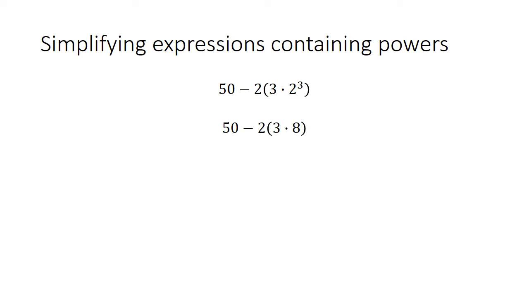So we're going to write the whole thing over again. So we've got our 50, we've got our minus 2, we've got our times 3. Now we have simplified to an 8. So now we're going to simplify inside this parentheses here. So we're going to have 50 minus 2 times 24. Now we need to multiply that 2 times the 24, which is 48. So it'd be 50 minus 48. 50 minus 48 is 2.